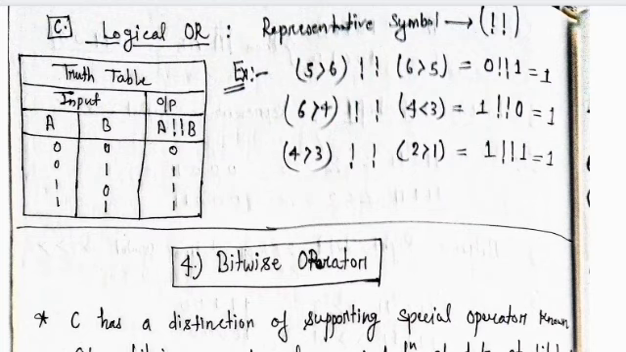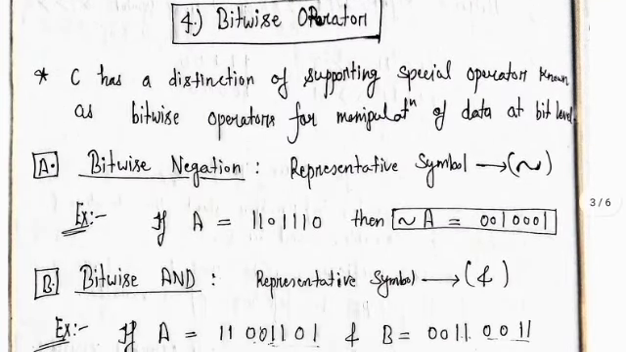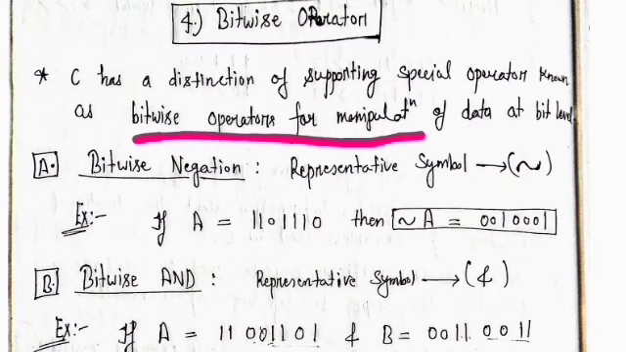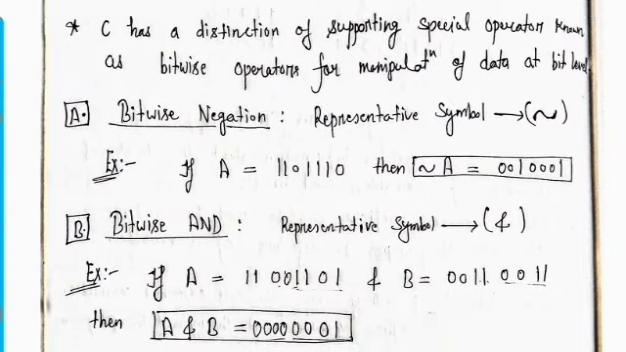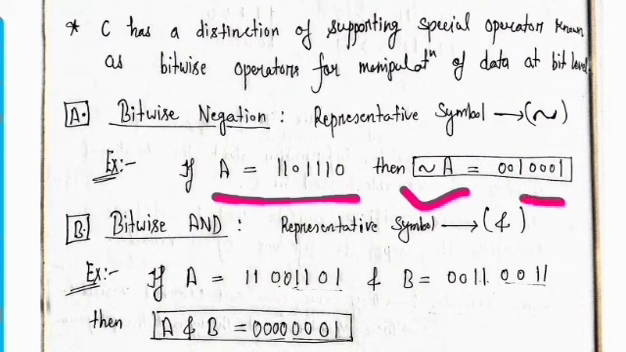Now come to the next operator, that is the bitwise operator. So C has a distinction of supporting special operators known as bitwise operators for manipulation of the data at bit level. So first is the bitwise negation. It is represented like this. For example, if A equal to 110, 3 times 1 0, then negation of A is represented like 0 0 1, 3 times 0 1, means it is just converting the value 1 into 0 and 0 into 1.